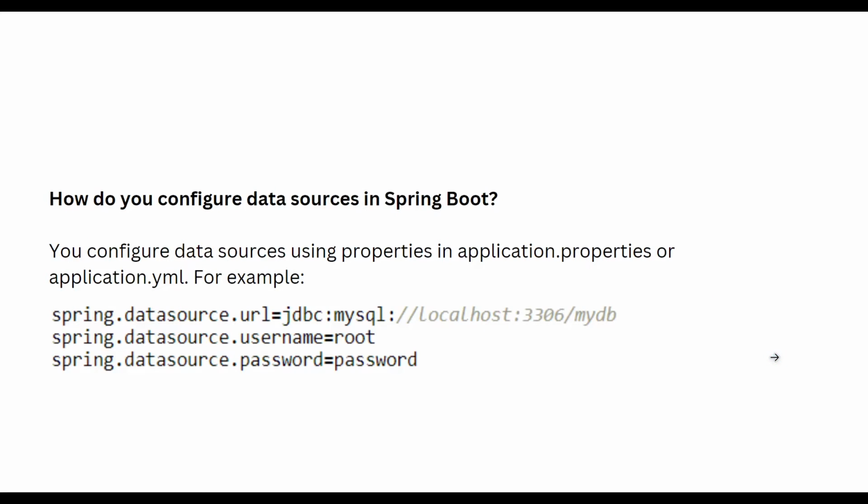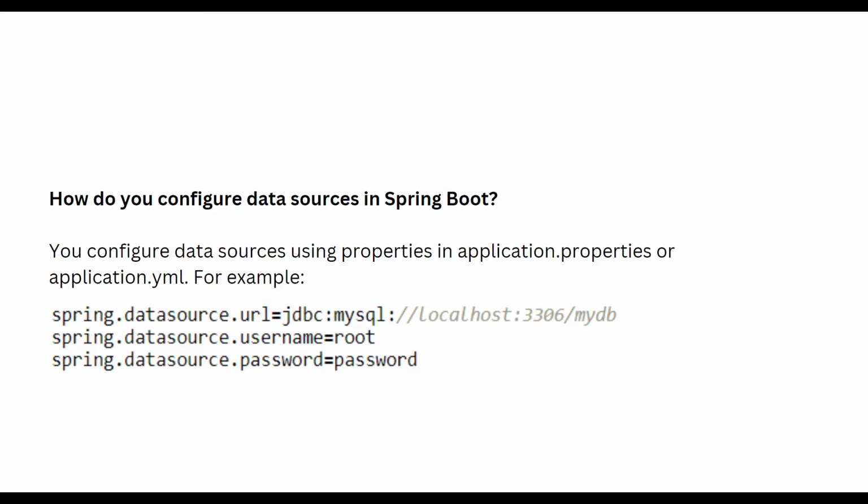Now next question, how do you configure data sources in Spring Boot? When I say data sources, I mean your database configuration. Database configuration comes under your data source. Previously, before Spring Boot, we used to have a data source object on which we used to define every piece of configuration that is a must for connecting your database. Now we can use the application.properties or application.yaml file to define that configuration.